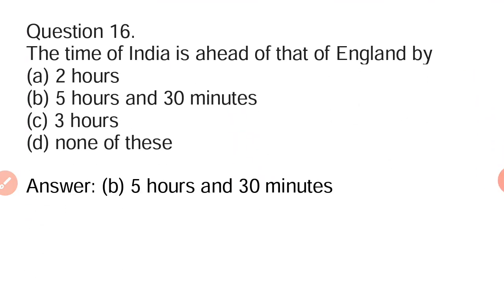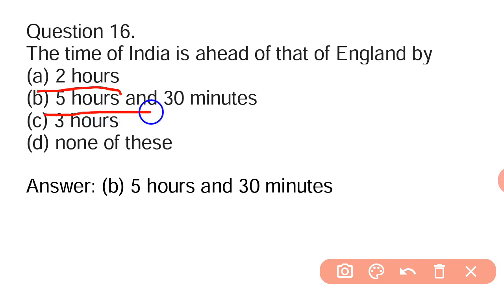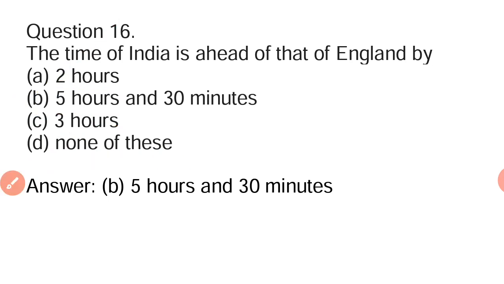Next question. The time of India is ahead of that of England by option A 2 hour, option B 5 hour 30 minutes, option C 3 hour, option D none of these above. Right answer is option B 5 hour 30 minutes. Next question.